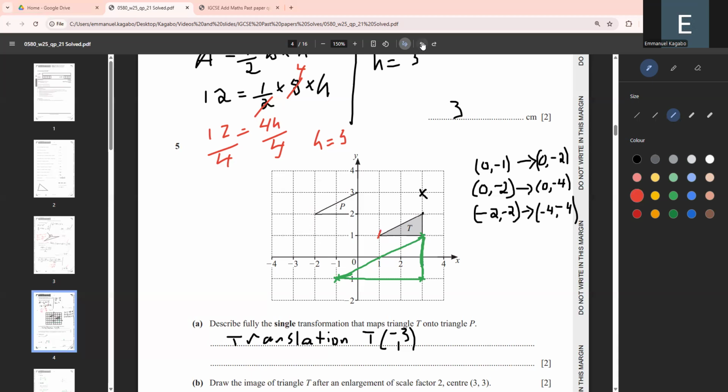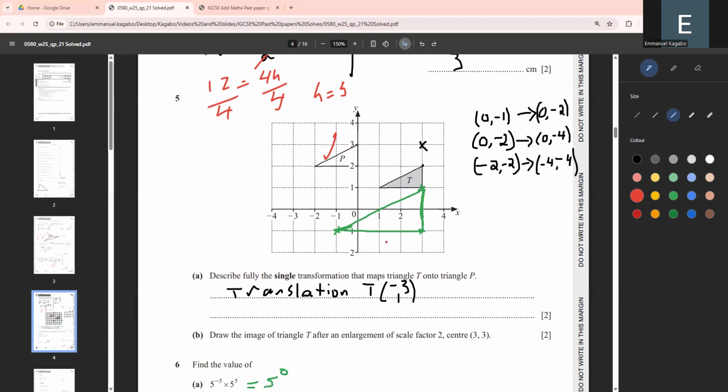And the good thing here, you need to identify that this shape and this one are exactly the same. So it is a translation. It was moved from one place to another. It's just shifting. Nothing has changed. Okay? Very good. That's question A.